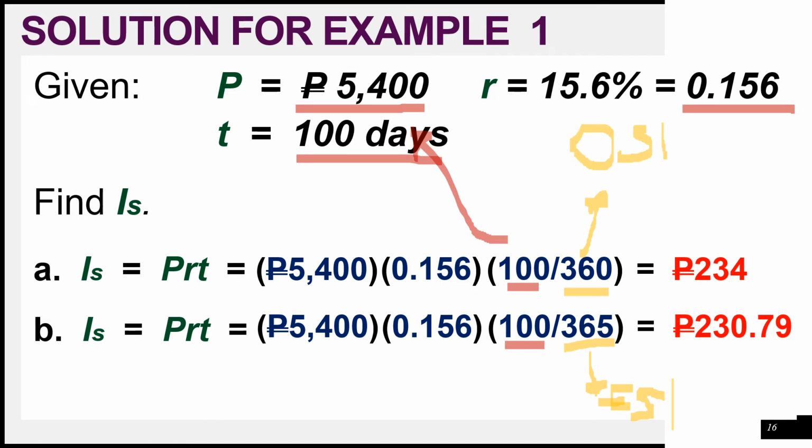Now, can you see the difference? For the ordinary simple interest, we have 234 pesos. And for the exact simple interest, we have 230 pesos and 79 centavos, with a difference of 4 pesos and 79 centavos. Again, remember that when using the ordinary simple interest, our divisor is only 360 days. But if it is exact simple interest, our divisor for the term is 365 days.